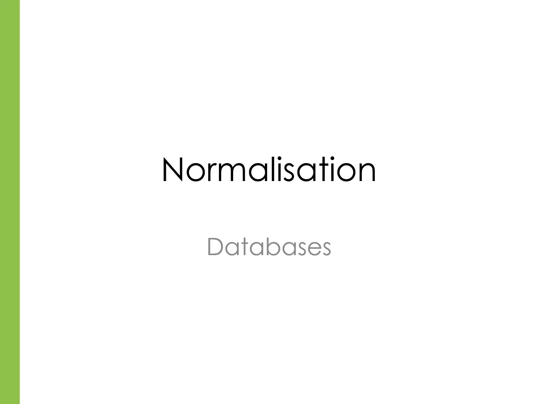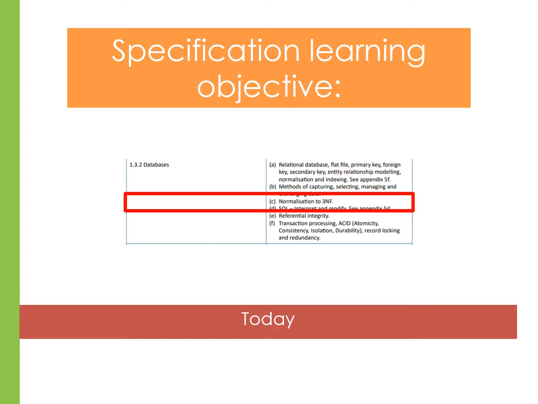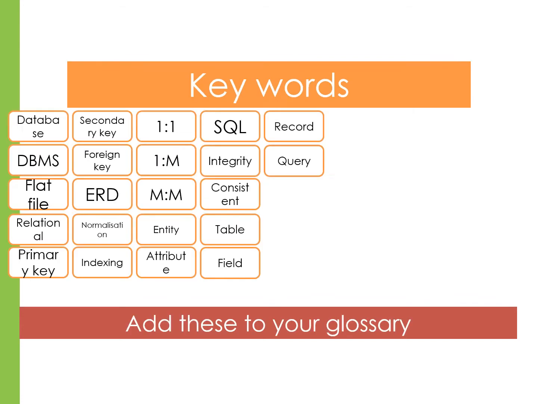In this lesson, we're going to look at normalization and how this works within a database. Your starter question is, what is the difference between a flat file database and a relational database? And what are the benefits of a relational database? In this lesson, we're going to be looking at normalization to 3NF, so third normal form.